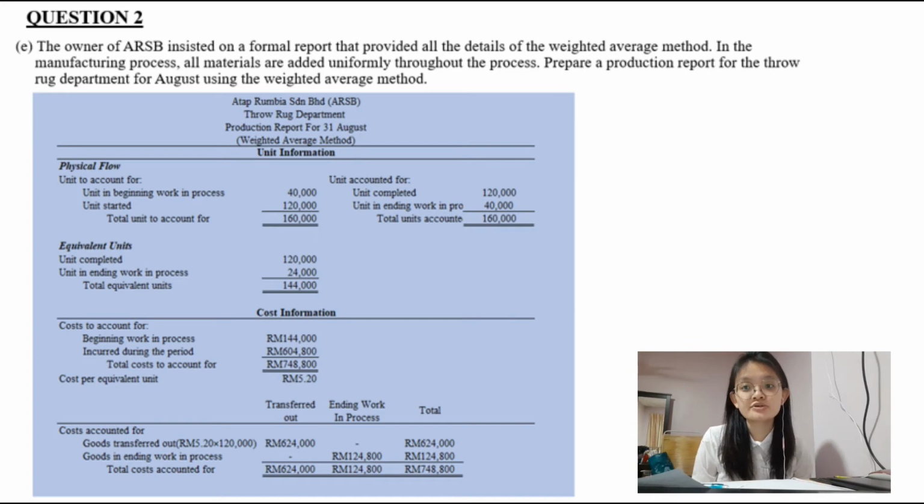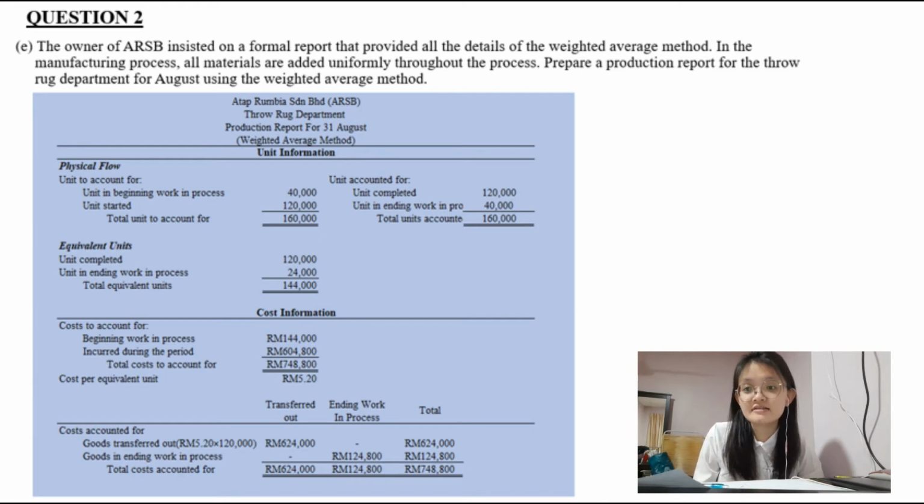So we will use the cost divided by our total equivalent units, which is 748,800 divided by our 144,000 units. After dividing, it will become 5 ringgit and 20 cents. This is our cost per equivalent unit.